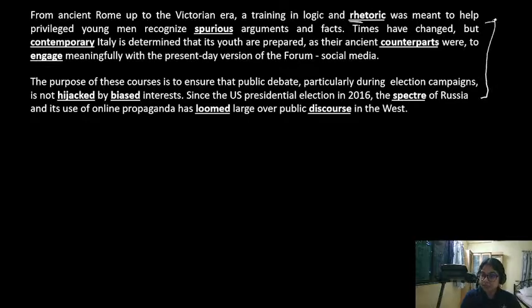Let's try to read it and try to understand the meanings of the underlined words. From ancient Rome up to the Victorian era, a training in logic and rhetoric was meant to help privileged young men. A training in logic and rhetoric. Now, what is contextual vocabulary? It has been used in a sentence.